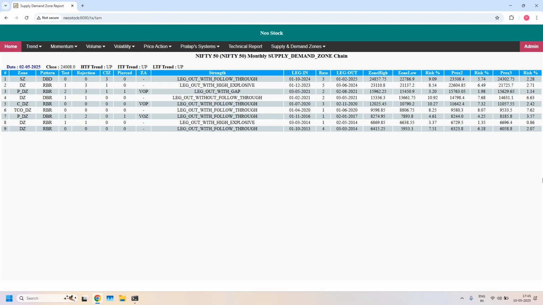So in all the supply demand zone chain reports, always look into the zone column to find the high liquidity zone. Look into the pierced column to find the pierced zones, and always look into LTF trend to find the trend of the current time frame you have selected. And also don't forget to pause the video when you are moving from one report to another report, because I am giving you only a few seconds to watch the report. Okay, this is a monthly supply demand zone chain for Nifty.